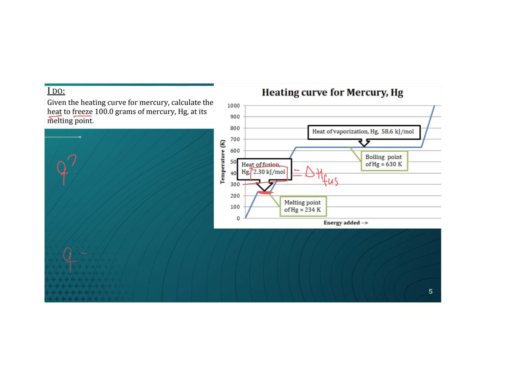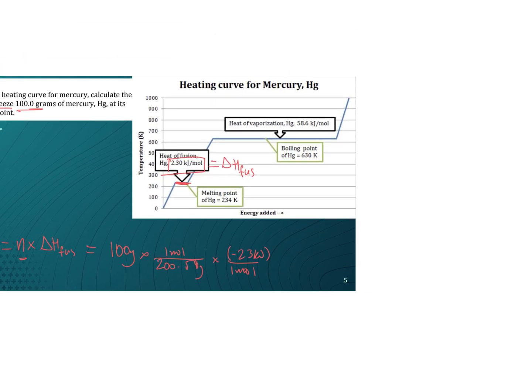Now, if we're going to calculate Q, that's basically just equal to the number of moles times the delta H of fusion. We don't know the number of moles, but we do know the grams, and so we can calculate the number of moles from that. So 100 grams of mercury, we divide by the molar mass, which is 200.59 grams per 1 mole. And then for our delta heat of fusion, we have 1 mole on the bottom. And then we have to remember here that what we're doing is freezing. And so when we're calculating the heat to freeze, we use negative 2.3 kilojoules rather than this 2.30 here.